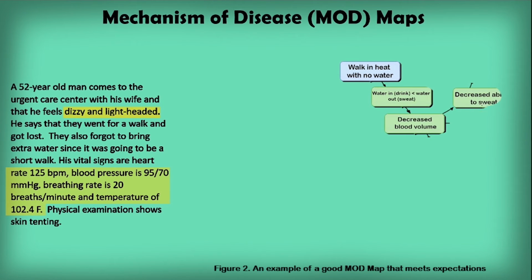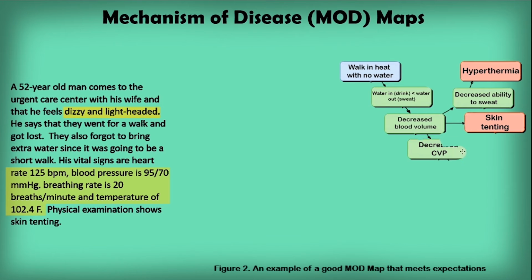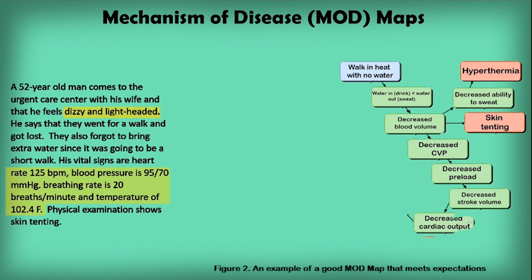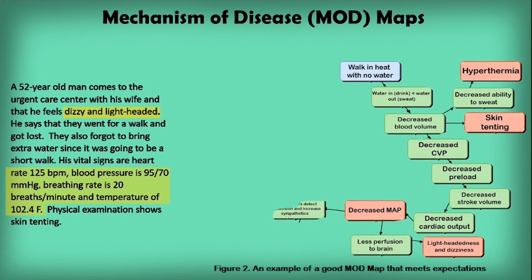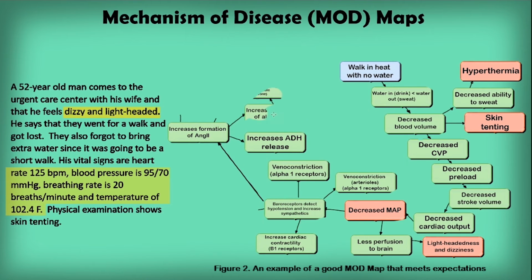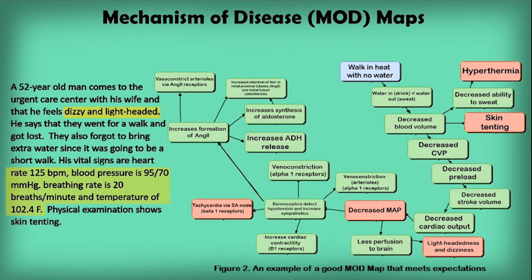We'll start by identifying the initial insult. From there, we will identify the causal mechanisms that eventually lead to each sign and symptom. A good mechanism of disease map that meets module expectations, like this one, is well organized, free of misconceptions, and clearly identifies and correctly orders the sequence of relationships between all symptoms and causal mechanisms.